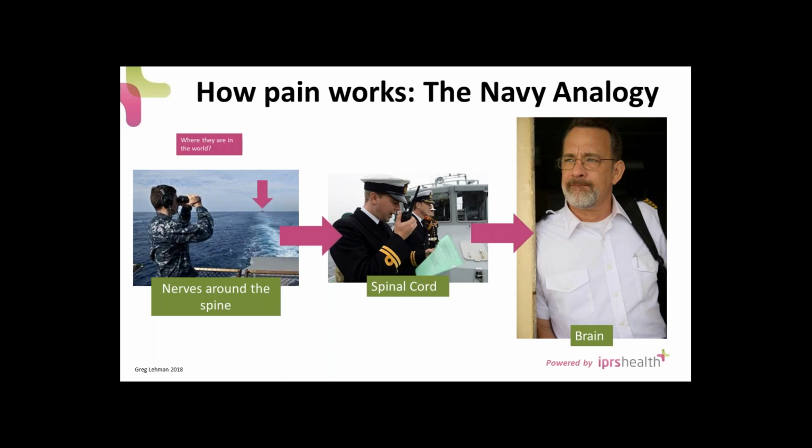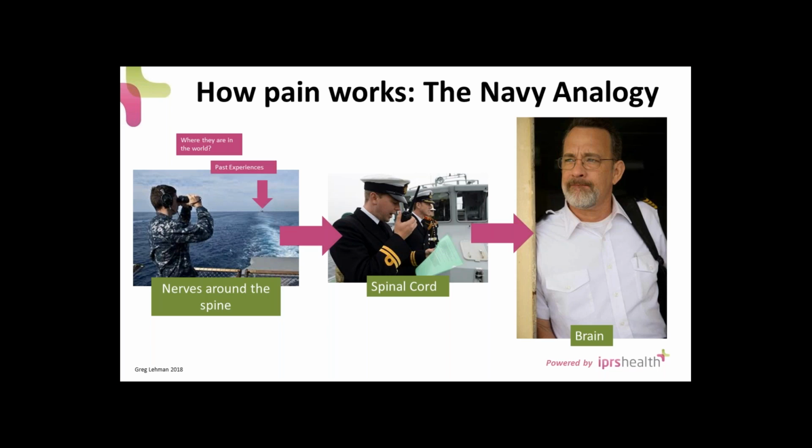It thinks about where you are, the context that you're in. So in this example of the Navy analogy, where are they in the world is relevant. If they're off the coast of Scotland, then it's probably a fishing boat and they don't really need to worry. However, if they're off the coast of Somalia, it's a bit of a different question. There could be a potentially dangerous thing in the distance.